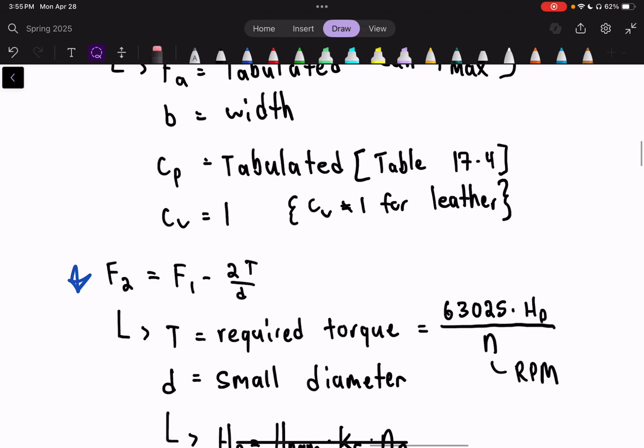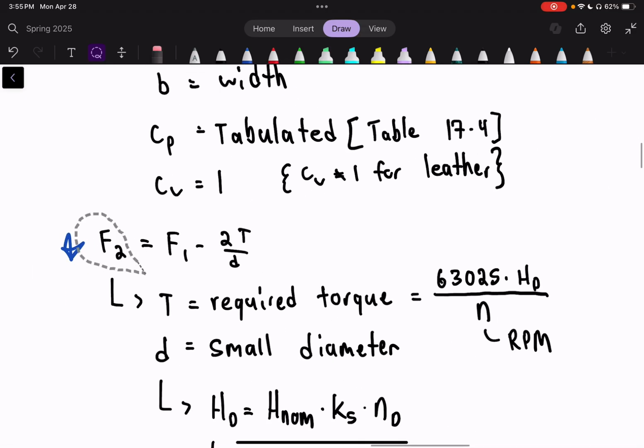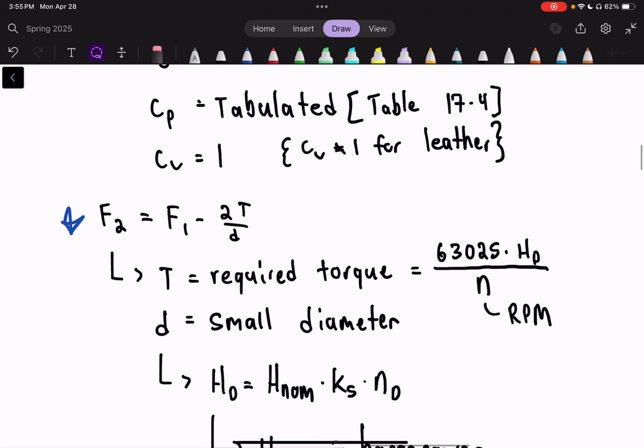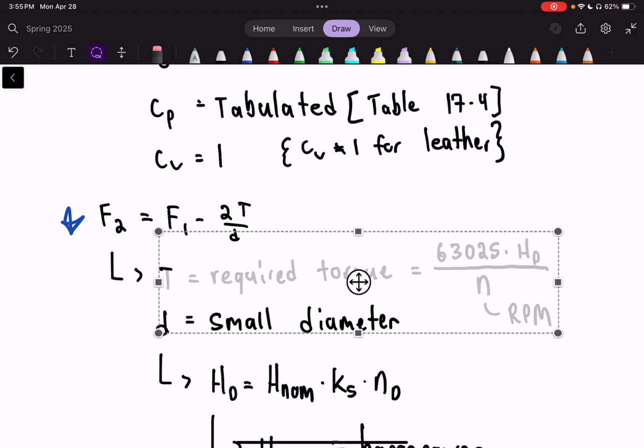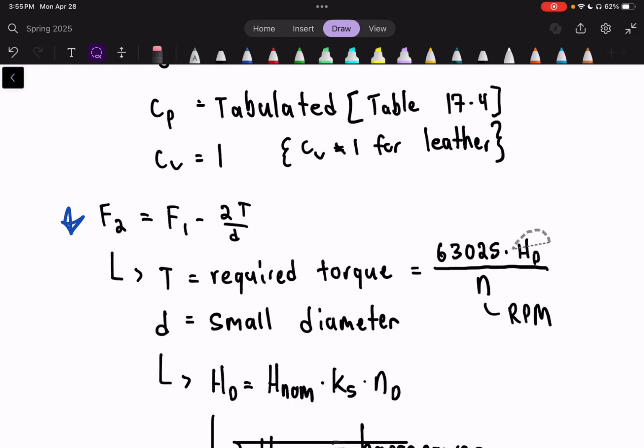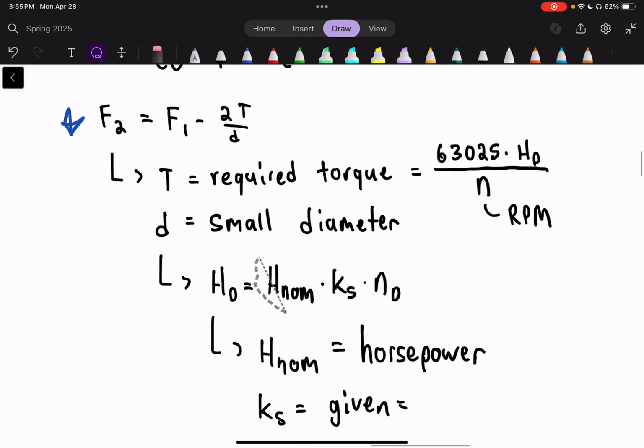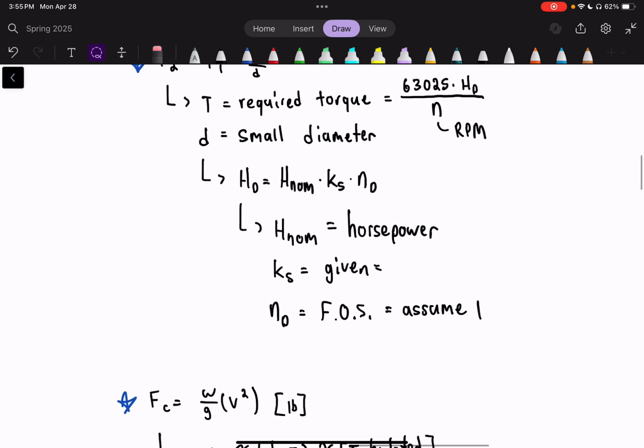So for this F2, this is going to be the slack side, and this is the top, where it's going to be that tight side minus 2 times the required torque divided by the small diameter, where we can get this required torque by this relationship with 63,025 times the design power, which is then divided by the rotational speed, where this design power is given to us by the nominal power times this factor Ks and our factor of safety Nd.